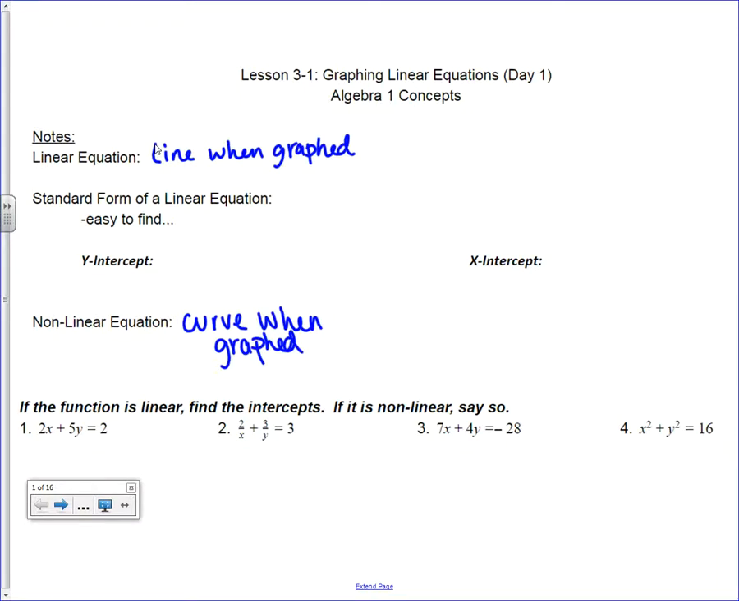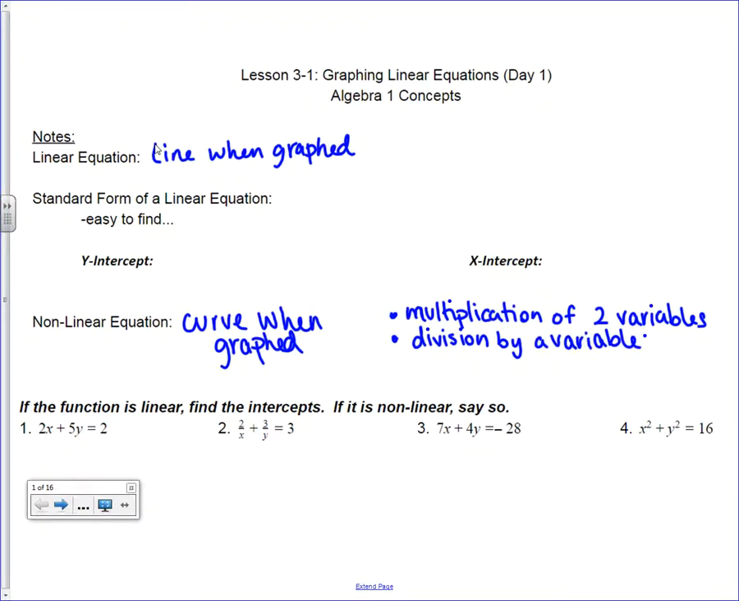The question is, how do you tell without having the graph in front of you? There are 3 characteristics if it's going to be curved. If it's going to be curved, you could have multiplication of 2 variables, so a times b or s times t. You also could have division by a variable.